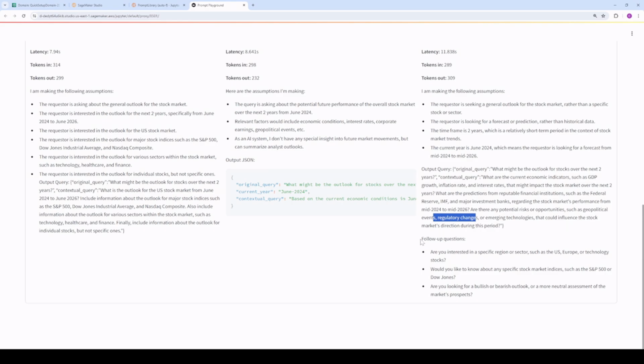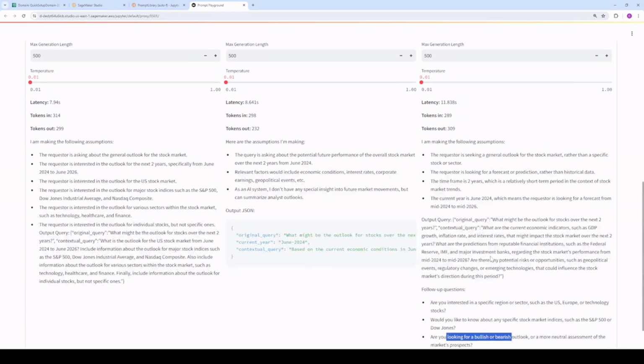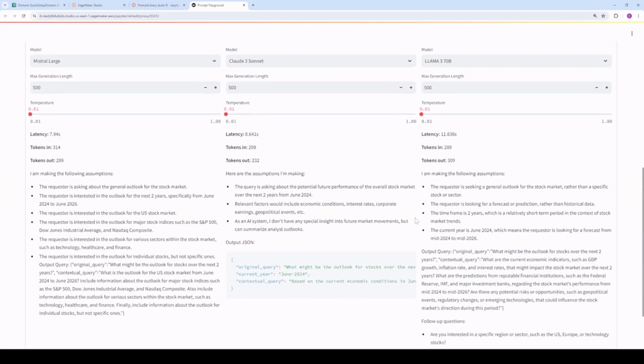Right. And this one, because if you remember, our system request also had information about asking follow-up questions, right? So this can be useful if you want to actually ask the user additional questions, if you were to work that into your system here. But are you interested in a specific region or sector, right? Would you like to know more about any specific indices, right? So S&P 500, Dow Jones, some of the assumptions that were made in the Mistral model are sort of follow-up questions here. And are you looking for a bullish or bearish outlook, or a more neutral assessment, right? I don't know why you'd ever want one of specifics over a neutral assessment, but that's not for me.